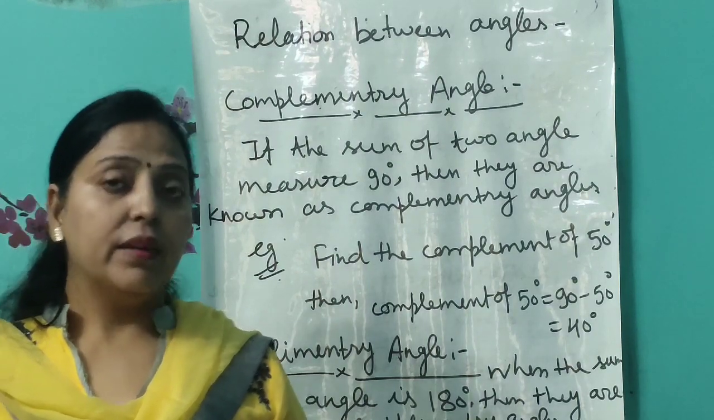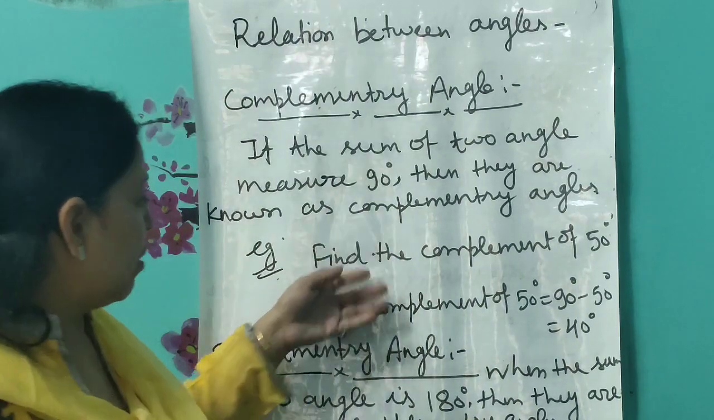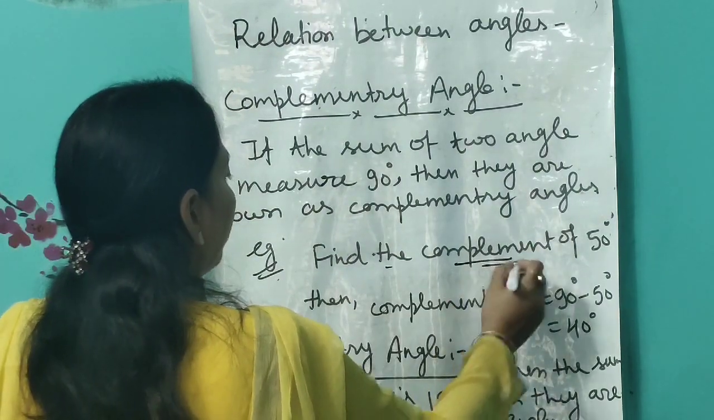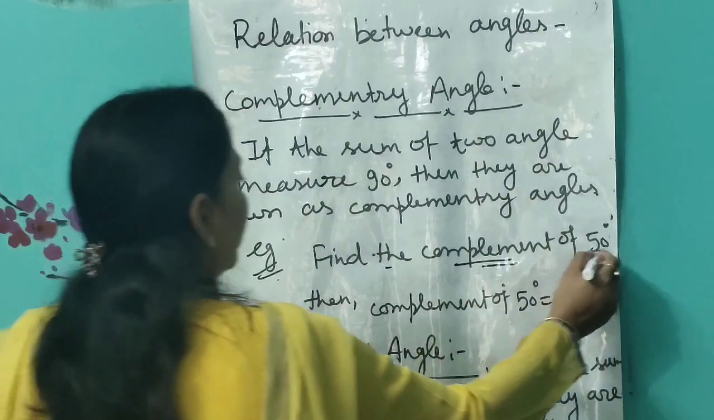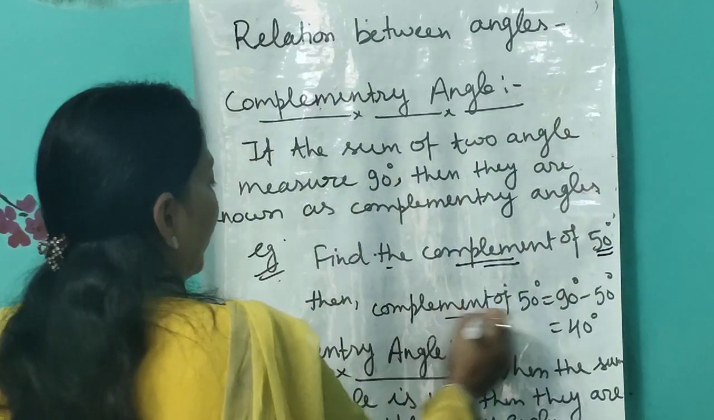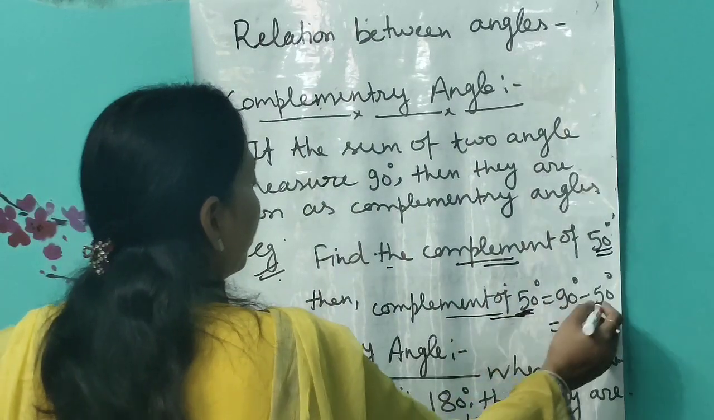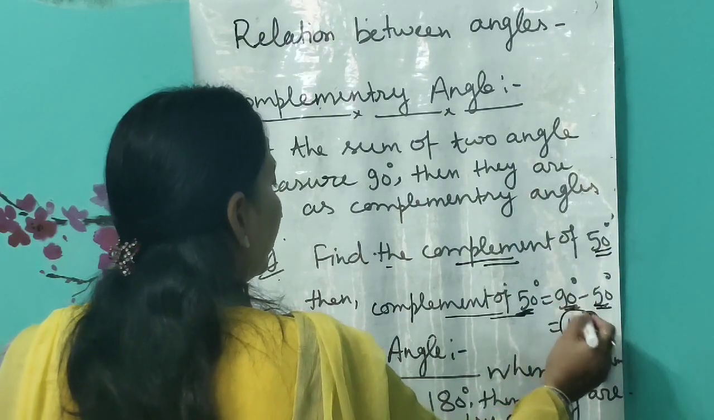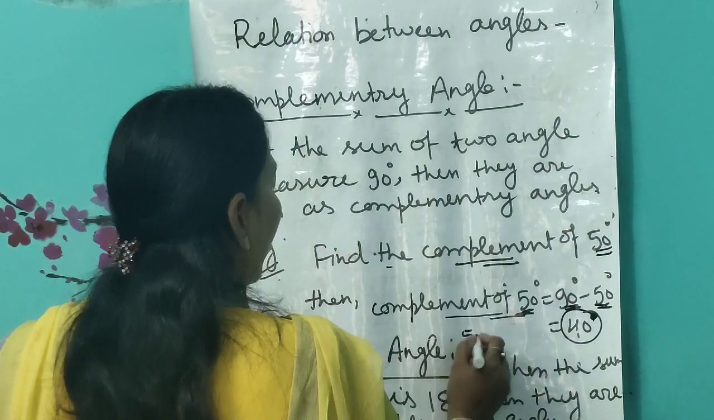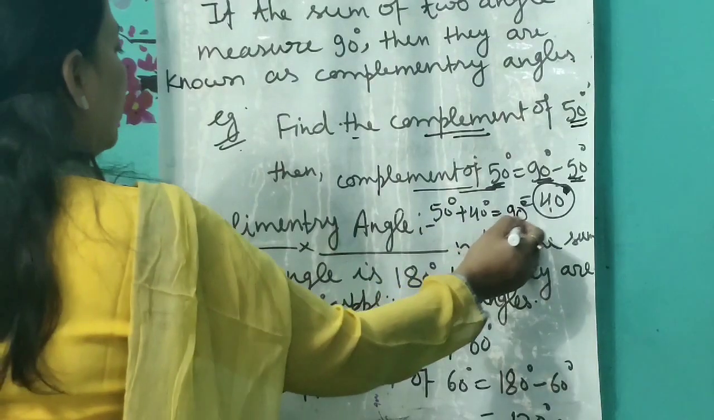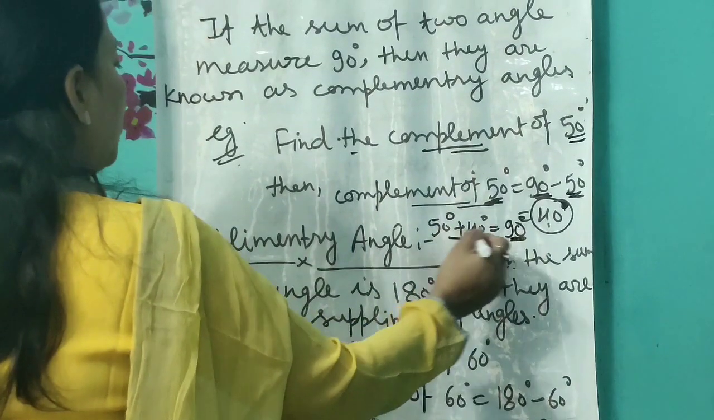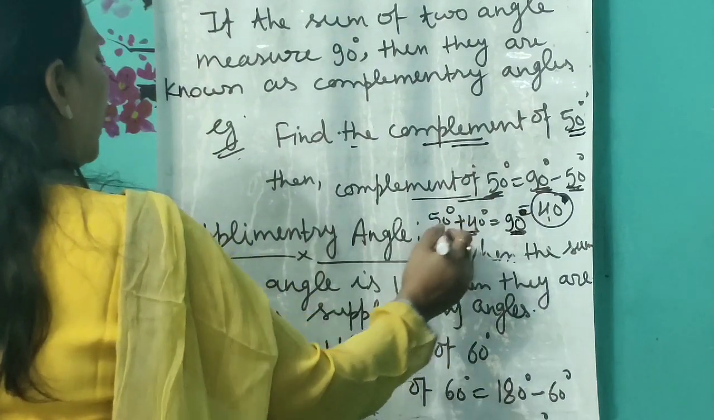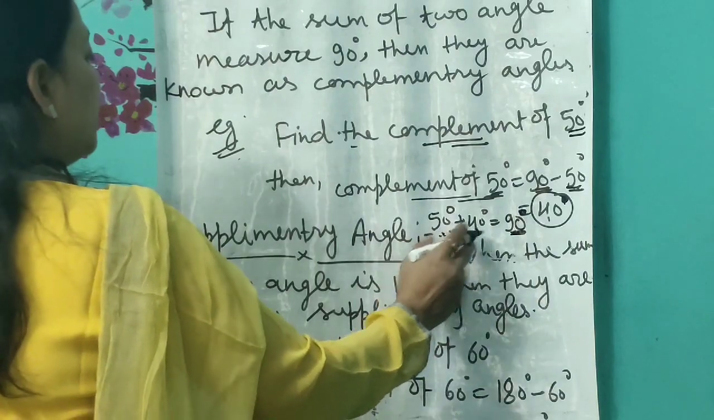Here we'll show one more example. Find the complement of 50 degrees. To find the complement of 50 degrees, you subtract the given angle from 90. So you will get 40 degrees, and you can check: 40 plus 50 is equal to 90 degrees. So the sum of the two angles is equal to 90 degrees, and these two are known as complements of each other.